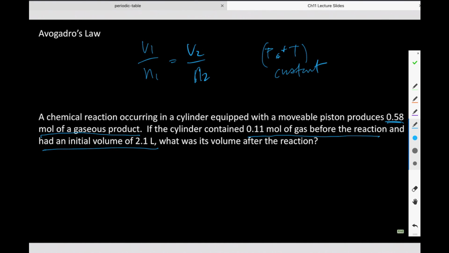what was its volume after the reaction, right? So again, whichever one you call initial or final doesn't matter. All that matters is your ones have to match, they have to be from the same scenario, and your twos have to match or be from the same scenario, right? So in this particular instance, we have 0.58 moles. What was its volume after the reaction? So I'm looking for V1, and I have 2.1 liters and 0.11 moles, and I would solve for my V1.